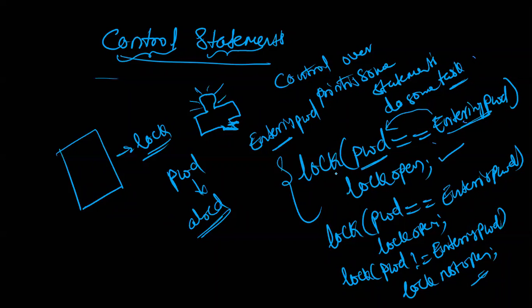In programming, we will see different control statements later, and how these control statements will be useful. For example, in your smartphone, if both are matched, you open the lock. If both are not matching, you are not allowed to open the lock. In such a way, there are many things.